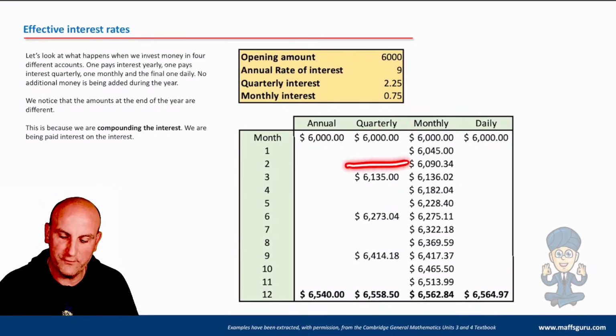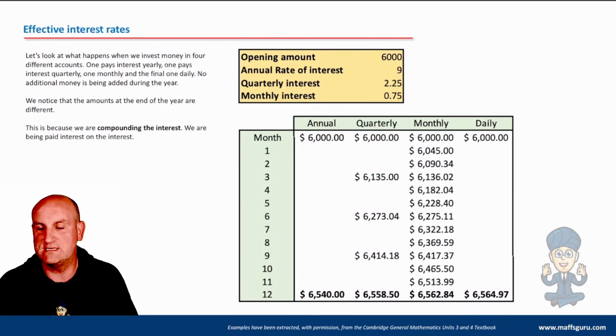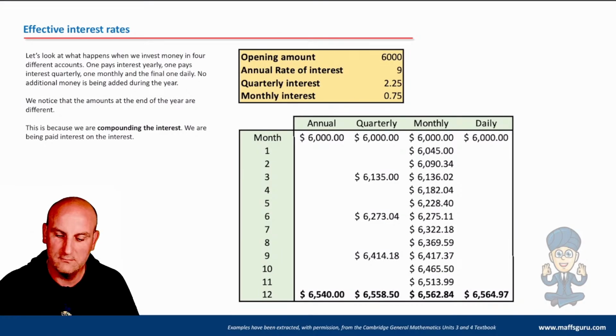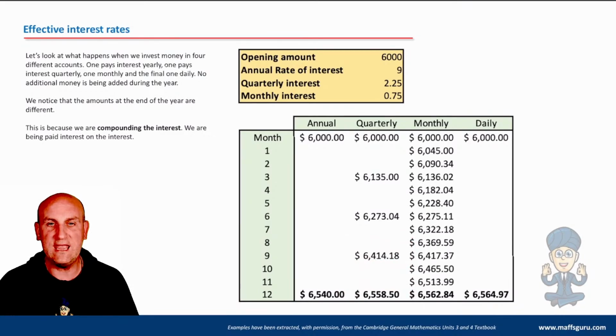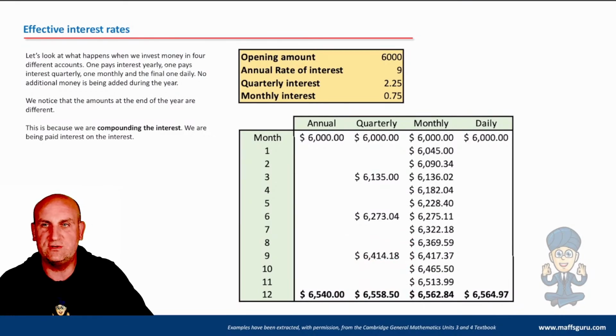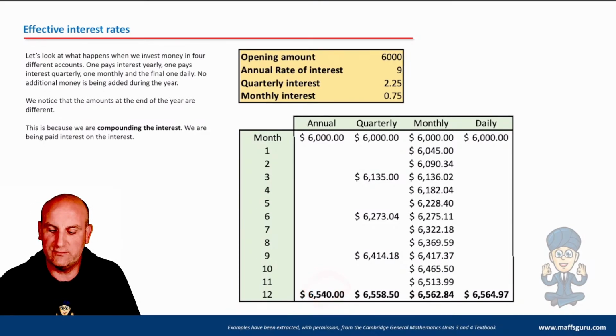When I do quarterly, I'm getting interest every 3 months. So after the first 3 months, I've got $6,135. But then I start getting interest on the interest. So now I've got $6,270 after another 3 months, and then more interest on the interest. Ultimately, I'm ending up with an extra $18.50. So by getting that interest quarterly, I'm not getting $6,540, I'm getting more money.